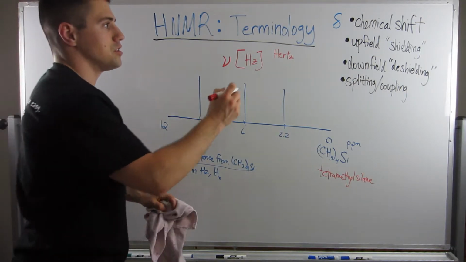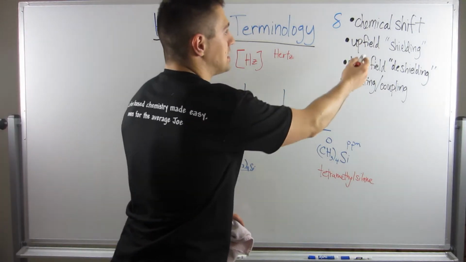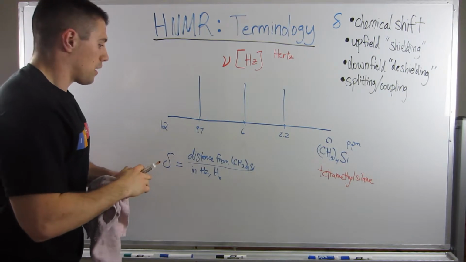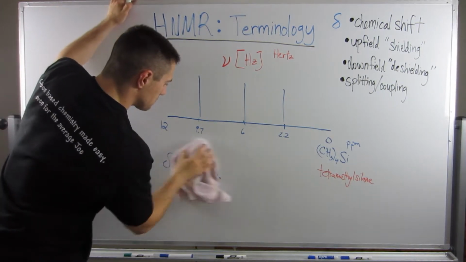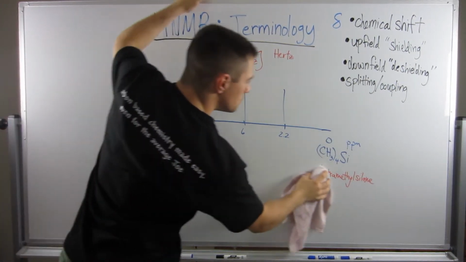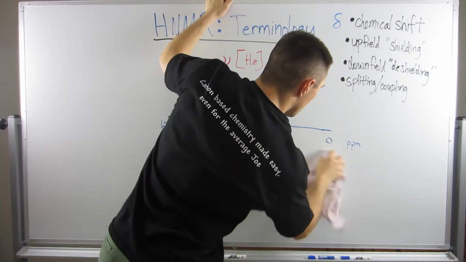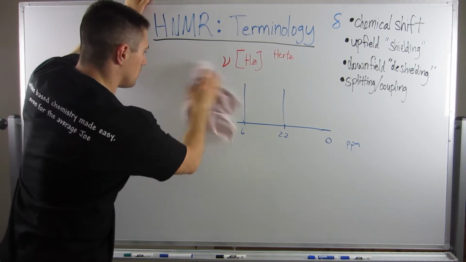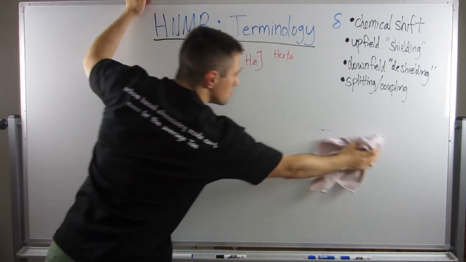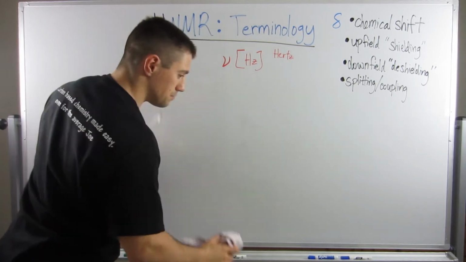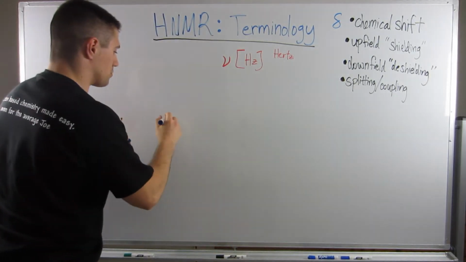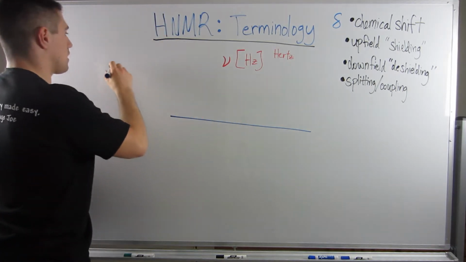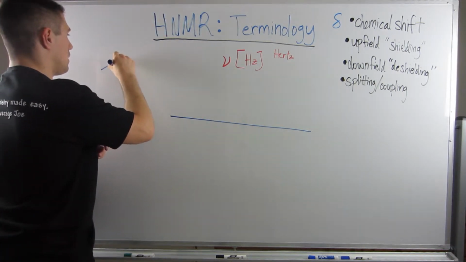So now what I want to do is talk about this idea of upfield and shielding and downfield and deshielding. Okay, so I'm going to erase this, and I'll erase this too. And we're going to use some examples. So we'll just redraw this. Let's just say we had something like this.